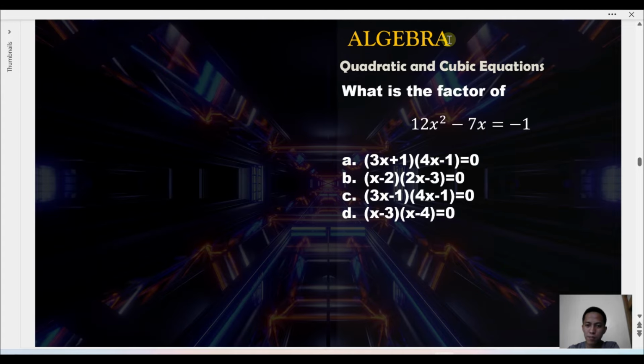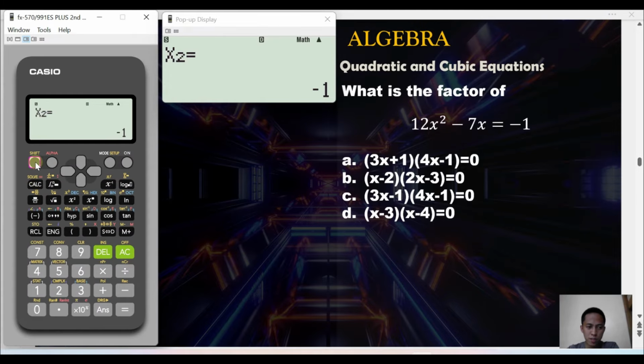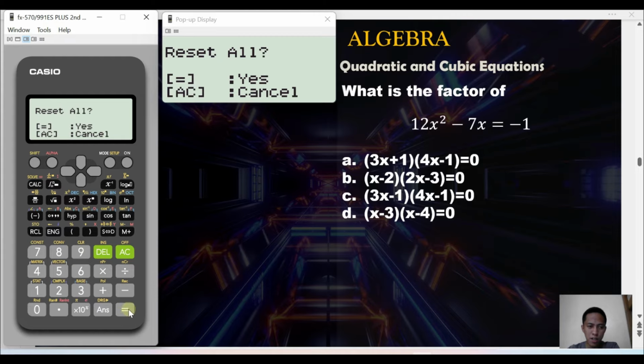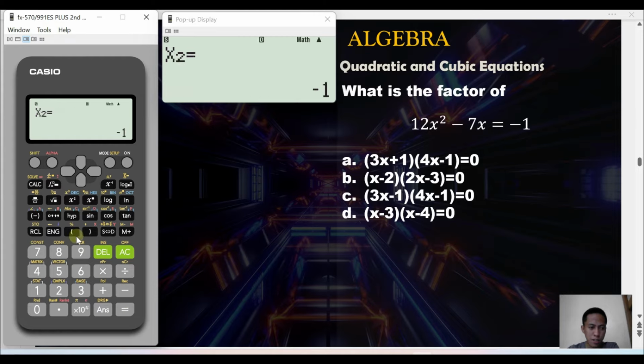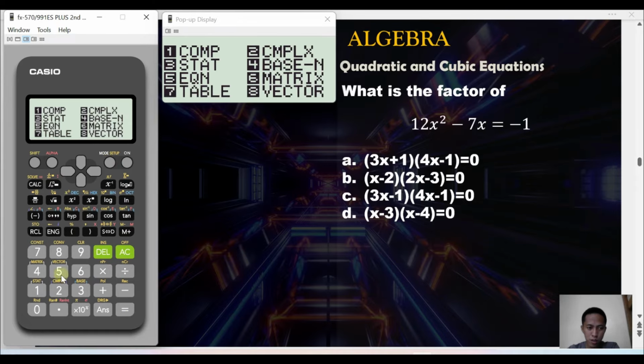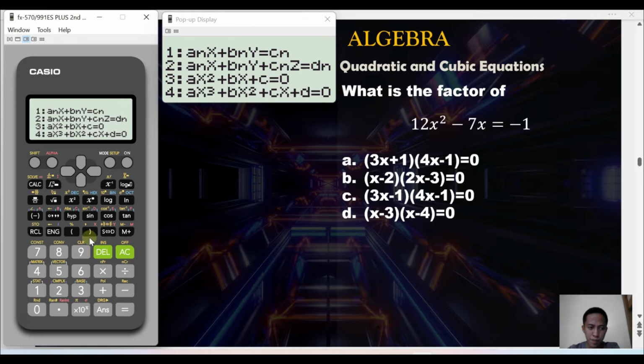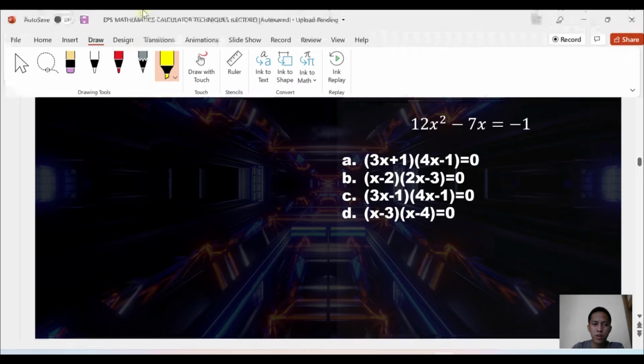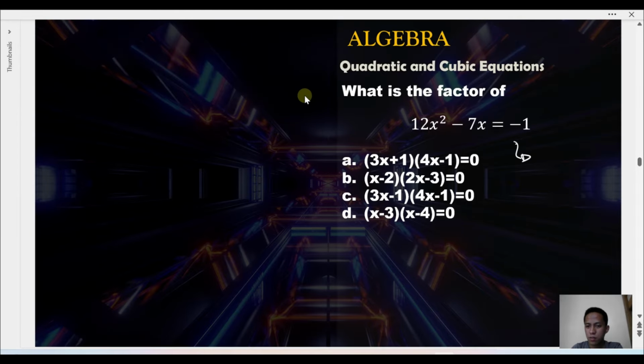Okay guys, let's proceed to our next problem. In this problem, guys, let's first clear the calculator. If you press mode equation for quadratic, that is number 3. The constant has to be inside, on the left side, but here it is on the right side. So the form of our equation should be 12x squared minus 7x. This negative 1, we move inside, and it becomes plus 1 equals 0.